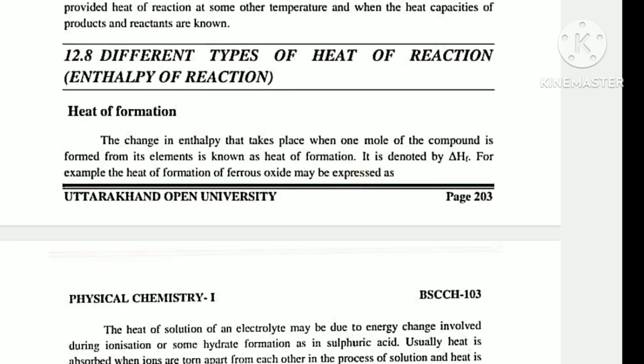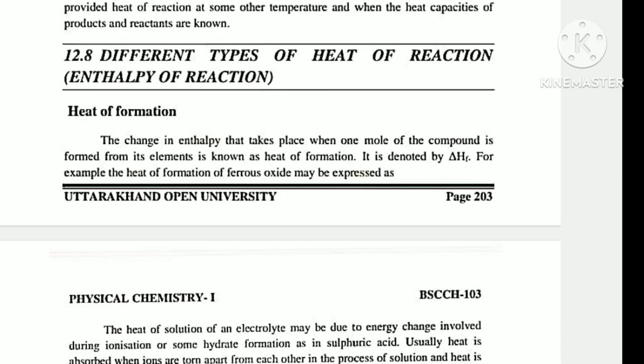12.8 Different types of heat of reaction. Enthalpy of reaction. Heat of formation. The change in enthalpy that takes place when 1 mole of a compound is formed from its elements is known as heat of formation. It is denoted by ΔHf.